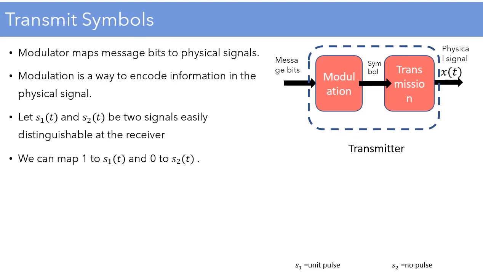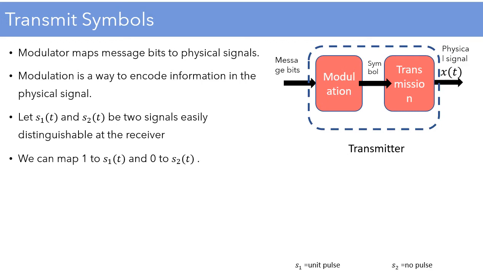So let us look at modulation more carefully. The modulator maps bits to a physical signal, and it is a way to encode information into physical signals. When we talked about the image, as I said, any information can be represented in terms of bits. So what you have is just a bunch of bits, which is not a physical signal. A physical signal actually means an electromagnetic wave, a pressure wave, a sound wave, anything which can be sensed in the physical environment.